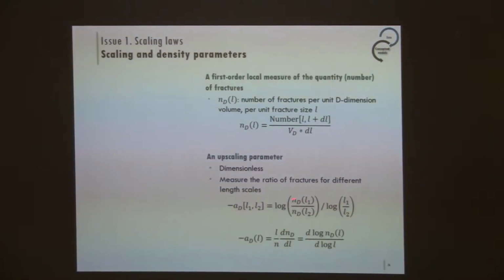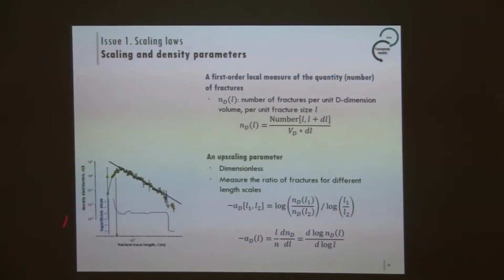And you have this expression: you take the logarithm of the number for a given scale divided by the number for another scale, and you divide by the logarithm of the two scales. If both scales are very close, then you end up with this expression. And this is the scale parameter. For instance, here you have the density distribution as a function of the trace length. This is for one outcrop. And the blue line is this scale parameter. And you see that the blue line is about constant.